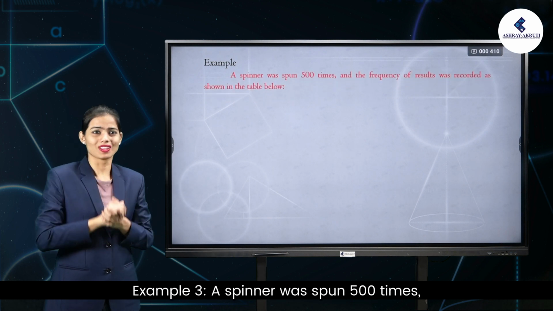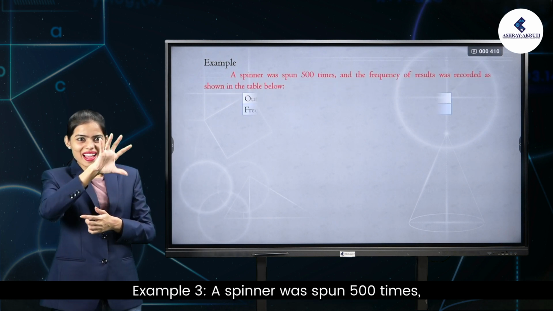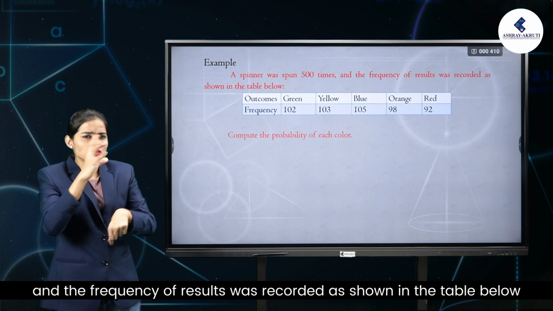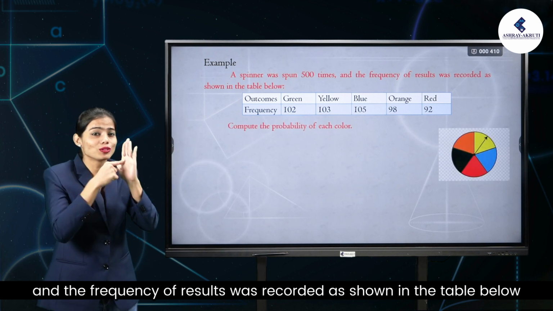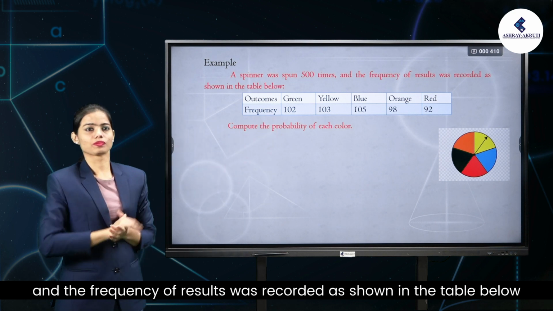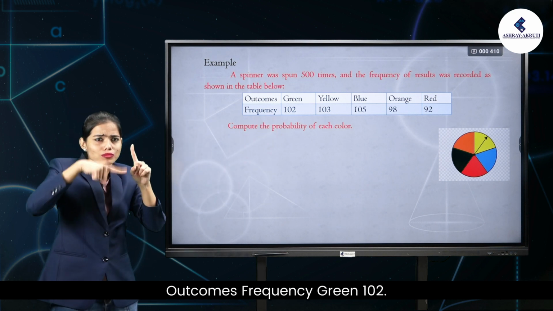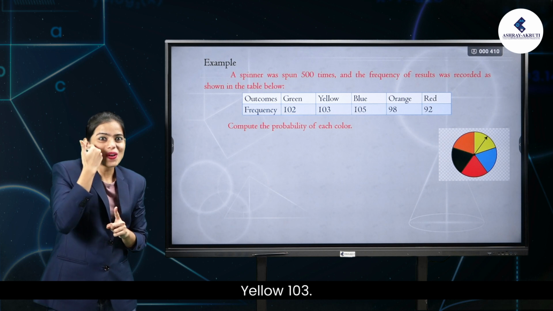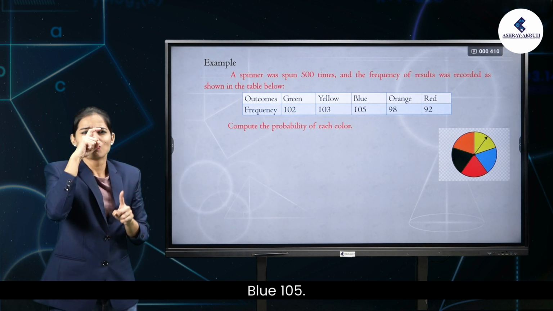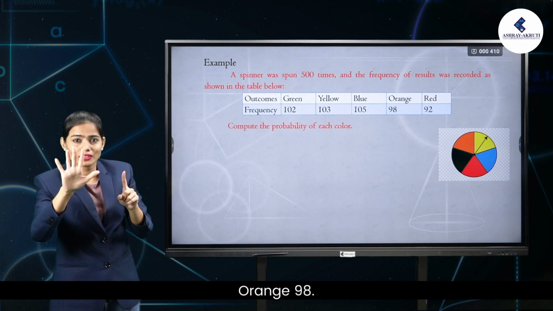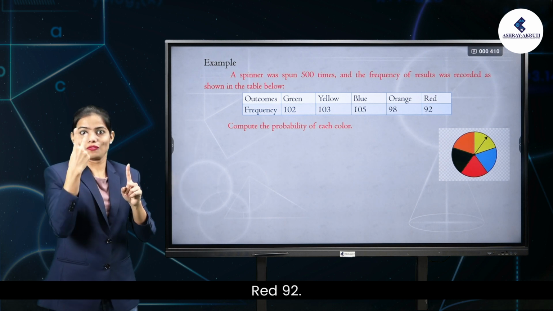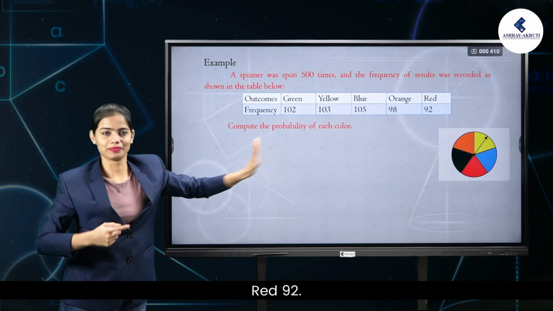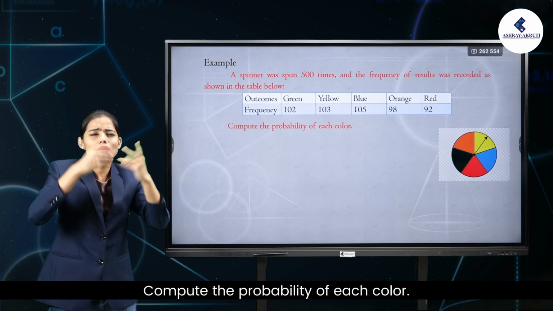Example 3. A spinner was spun 500 times and the frequency of result was recorded as shown in the table below. Outcomes and frequency: green 102, yellow 103, blue 105, orange 98, red 92. Compute the probability of each color.